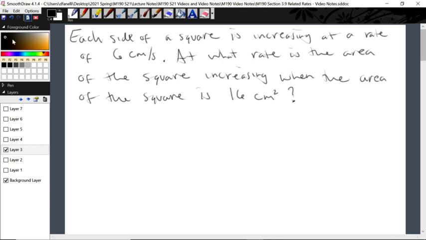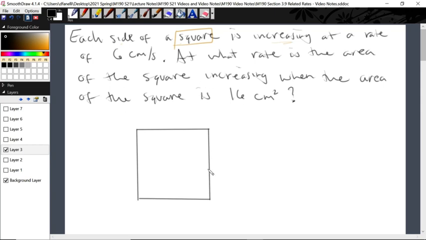I'm going to start with a diagram representing the situation. The diagram should look like a square. We have the sides of the square increasing, so I'm going to envision this, maybe even put into the diagram a visualization to show that this thing is growing, increasing in size. Let's start with a square. Here's our square. Each of the side lengths is increasing at a rate of 6 centimeters per second. At what rate is the area of the square increasing?